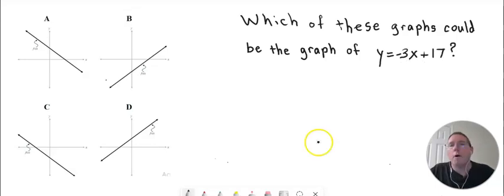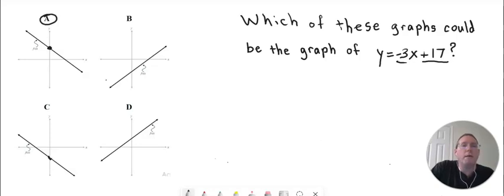Let's try another one. All right, let's try this. Which of these graphs could be the graph of negative 3x plus 17? Why don't you try this one on your own? Go ahead and pause it. Okay, so now we're looking for, what do we got here? We have a negative slope and a positive y-intercept. Well, A and C both have a negative slope, so it's got to be one of those. And C has a negative y-intercept, but A has a positive y-intercept, and therefore this one could only possibly be A. Okay. All right, I think that's enough practice.